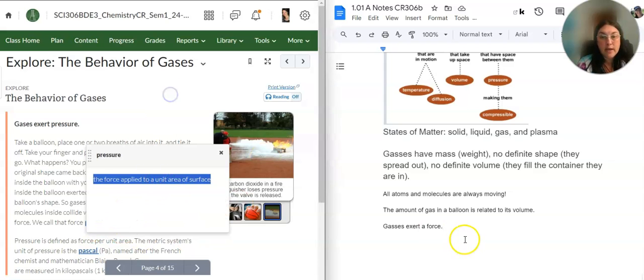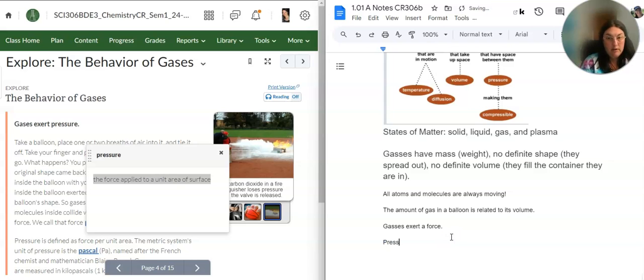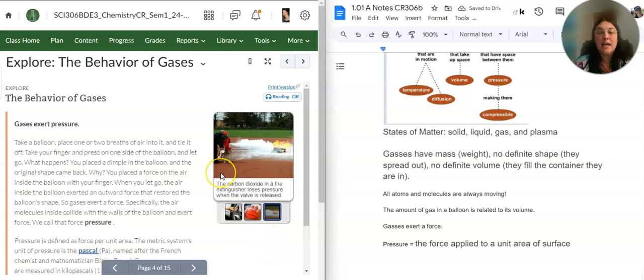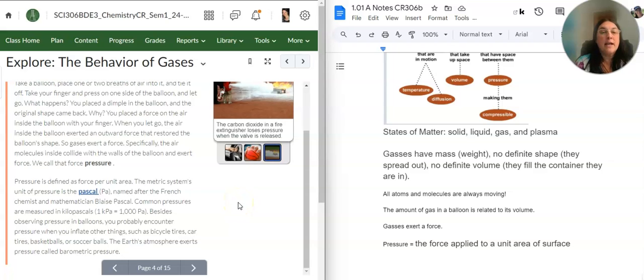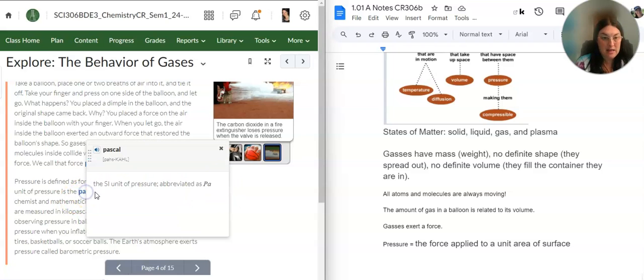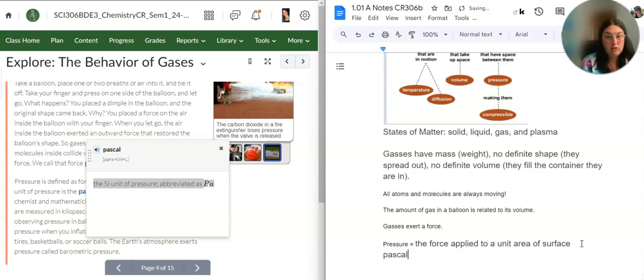All right, so I've got a vocab word. I'm going to write pressure equals, and I'm going to paste: the force applied to a unit area of a surface. Pressure is defined as force per unit area. The metric system unit of pressure is called the Pascal. All right, so SI just means metric. So again, we have a vocab word. We are going to put that in our notes.